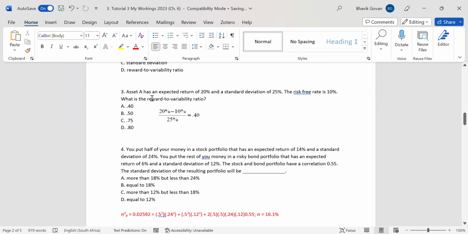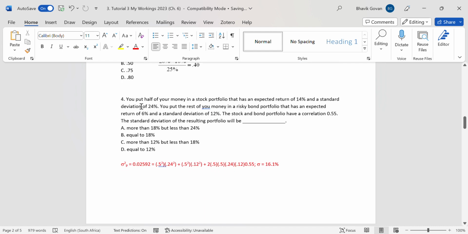Asset A has an expected return of 20% and a standard deviation of 25%. The risk-free rate is 10%. What is the reward to variability ratio? Reward to variability, so this looks like it's the Sharpe ratio. So expected return minus the risk-free rate over 25%, which is our standard deviation. The answer is A.